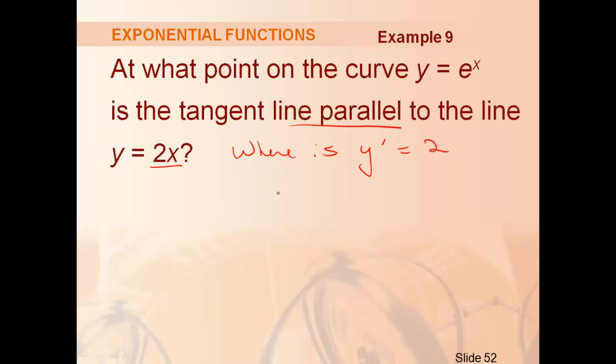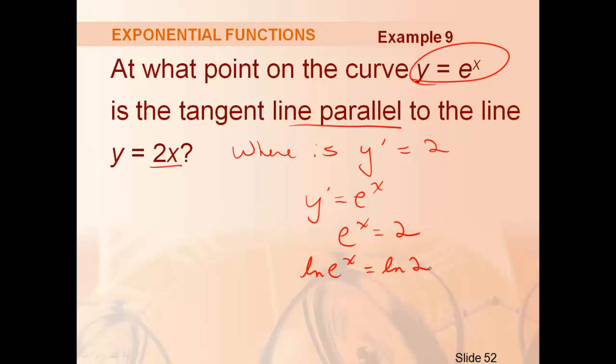So the question is, when is the derivative of e to the x equal to 2? Well, y prime is equal to e to the x because e to the x is its own derivative, so they're asking where is e to the x equal to 2. So I would take the natural log of both sides to solve this equation. And the natural log of e to the x is simply x, so the solution to this equation would be when x is equal to the natural log of 2.